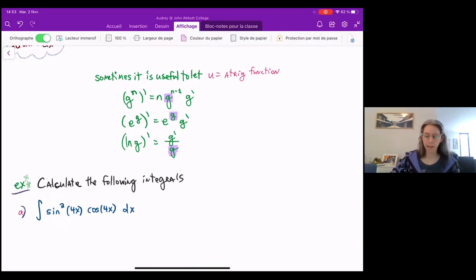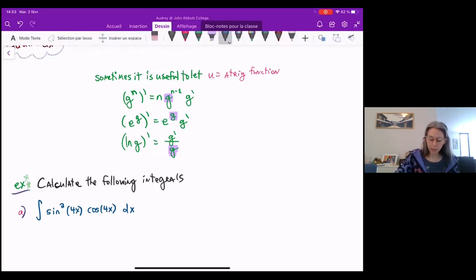But when I look at this, two things jump out to me. The first is that I have sine and cosine, which is the derivative of sine. Sine could also be the derivative of cosine, or negative sine. So we have a function whose derivative is there. And the second thing is that sine is the thing to the power here. So I could actually rewrite this by moving that power of 2 down to the end.